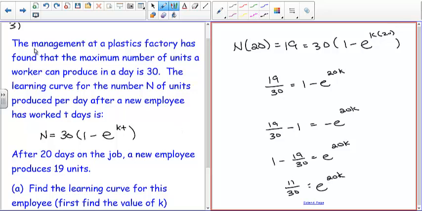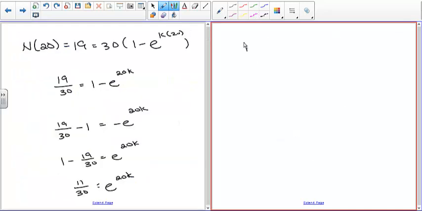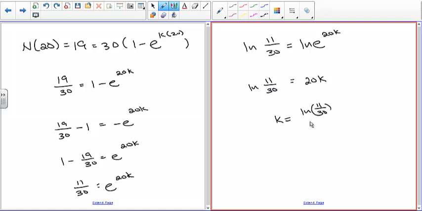Okay, so the next thing we're going to do is take the natural log of both sides. So what we end up with on the right-hand side is the natural log of e to the 20k. But natural log of e to something is just the exponent, so we get 20k. And then we can divide both sides by 20. I'm going to put some parentheses around it here just to make sure we know that we're taking the natural log of this and that 20 is by itself.